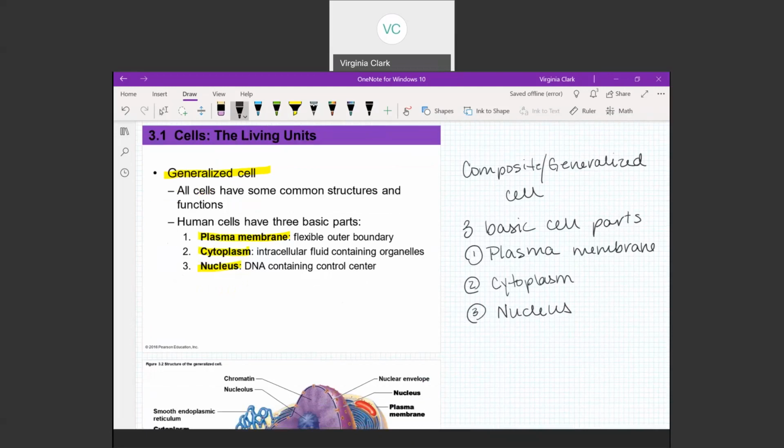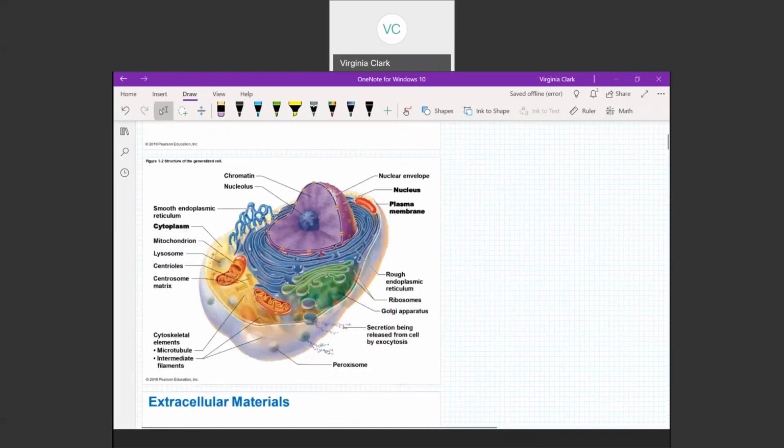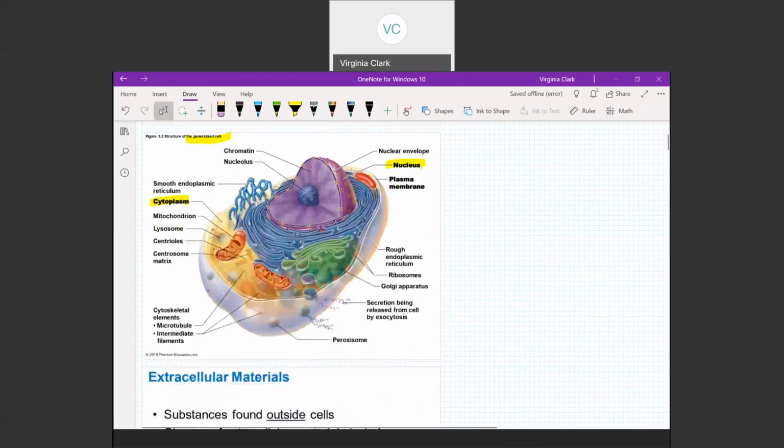So this is the way the chapter is broken up. Today we're going to focus on plasma membrane, part 1. This is the generalized structure of a cell. We have the nucleus, then the cytoplasm, and essentially this outside border all the way around is your plasma membrane. That's the general view, and you'll see this structure image a lot.